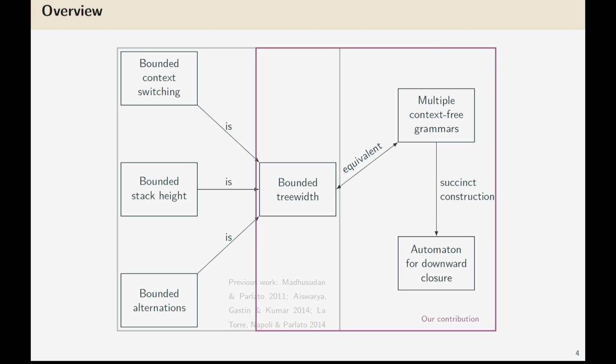Okay, so there are two systems here that I'd like to introduce in a bit more detail: bounded Treewidth systems and multiple context-free grammars.